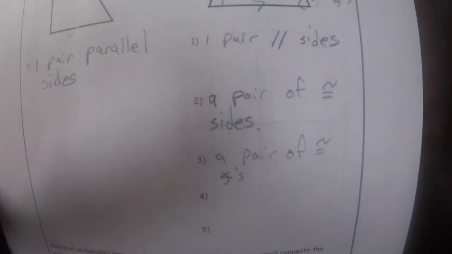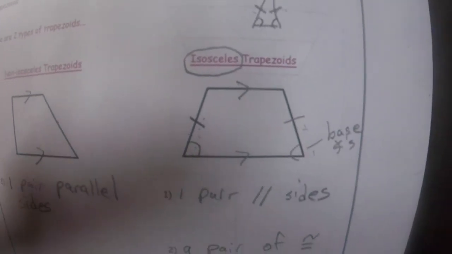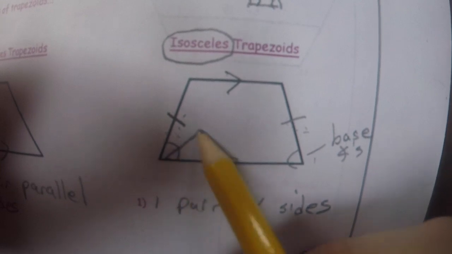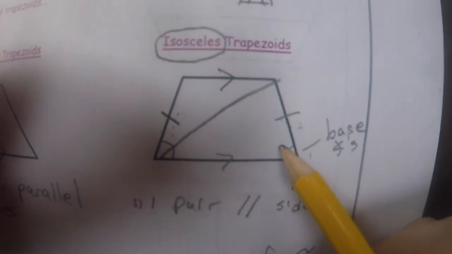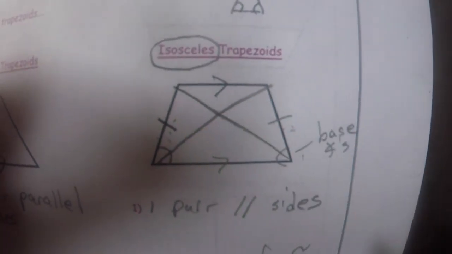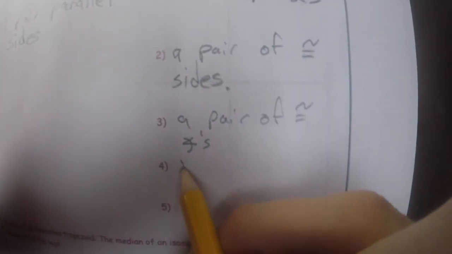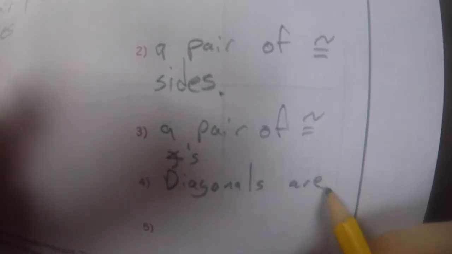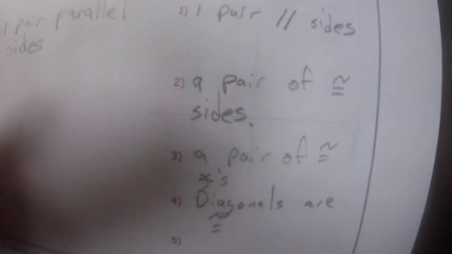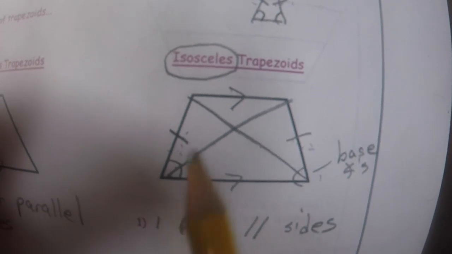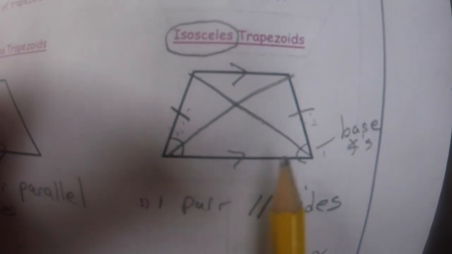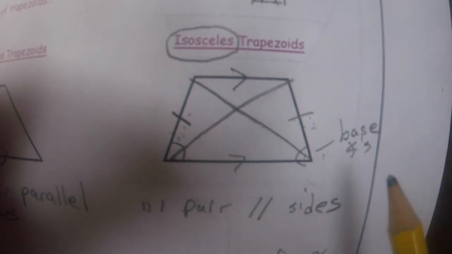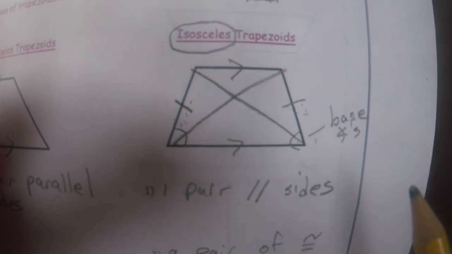One other thing about an isosceles trapezoid is that if these two sides are congruent, that means, what are these called? Starts with a D. The diagonals. The diagonals are also congruent. So far we have two sides are congruent, we have two base angles are congruent, and we have the two diagonals of the trapezoid are also congruent.